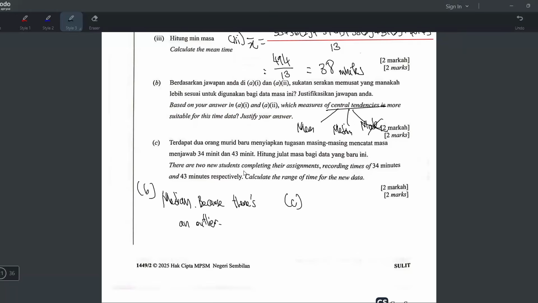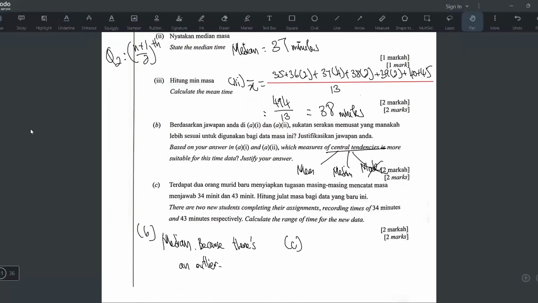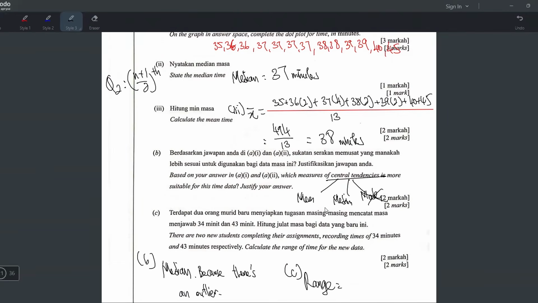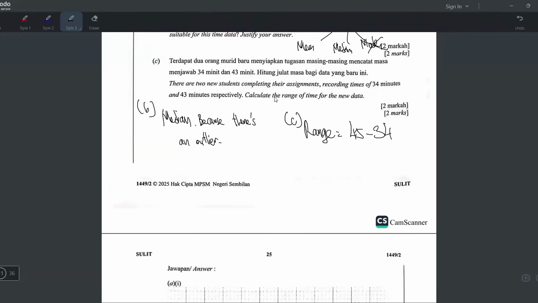Now let's see. There are two new students completing their assignments, recording times of 34 and 43. Calculate the range of time for the new data. So I have to add these two values into our data. But actually, they ask for range, and range is just maximum value minus minimum value. So the maximum 45 is still 45, right? The minimum was 35, but now it's 34. So you just take 45 minus 34. It's quite easy, because it's ungrouped data. So you just get 11.